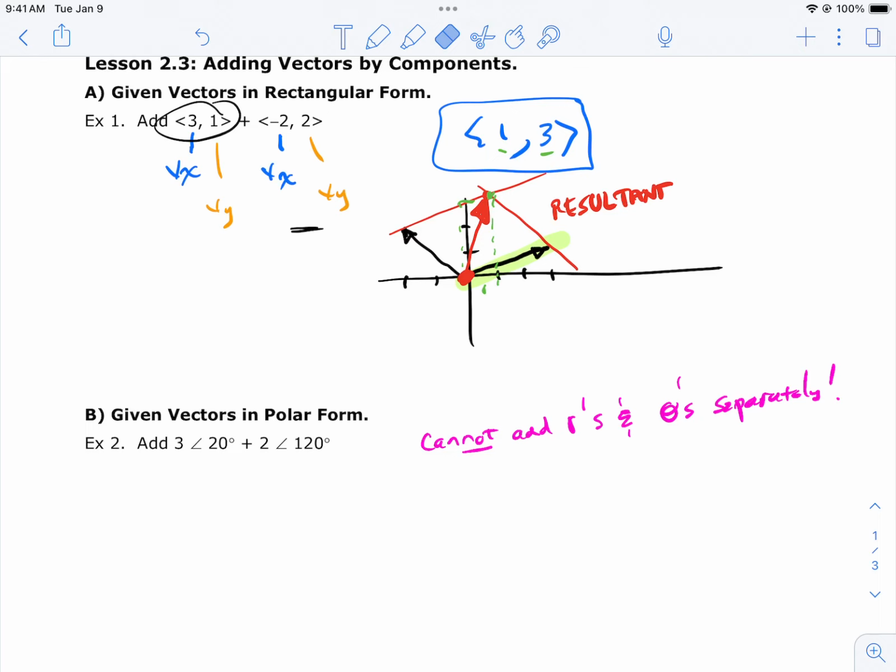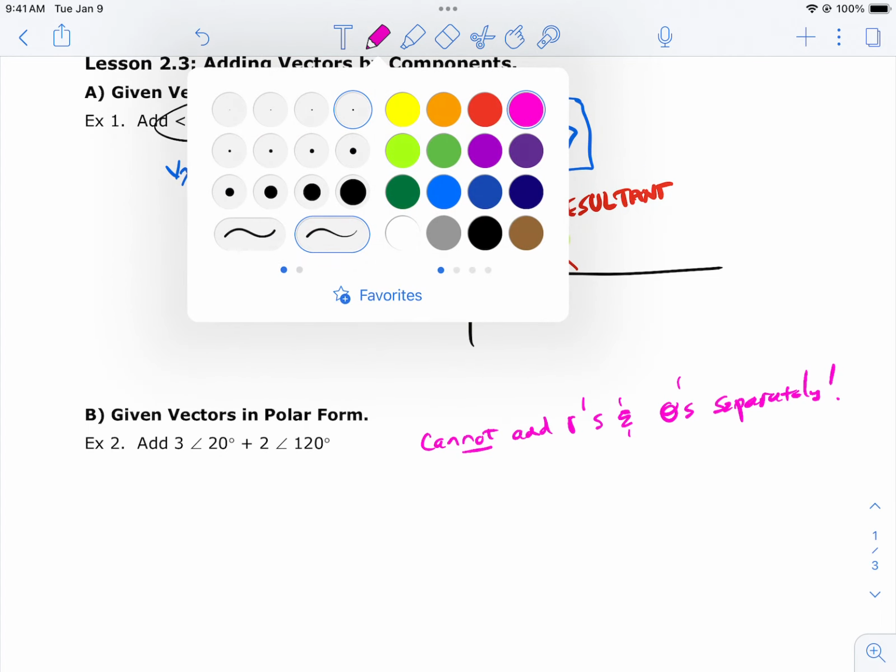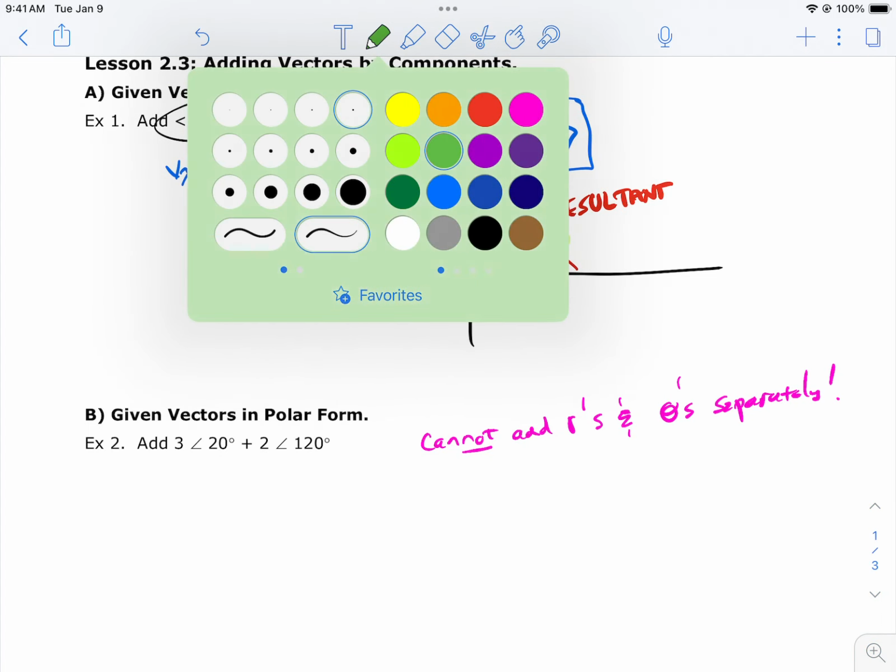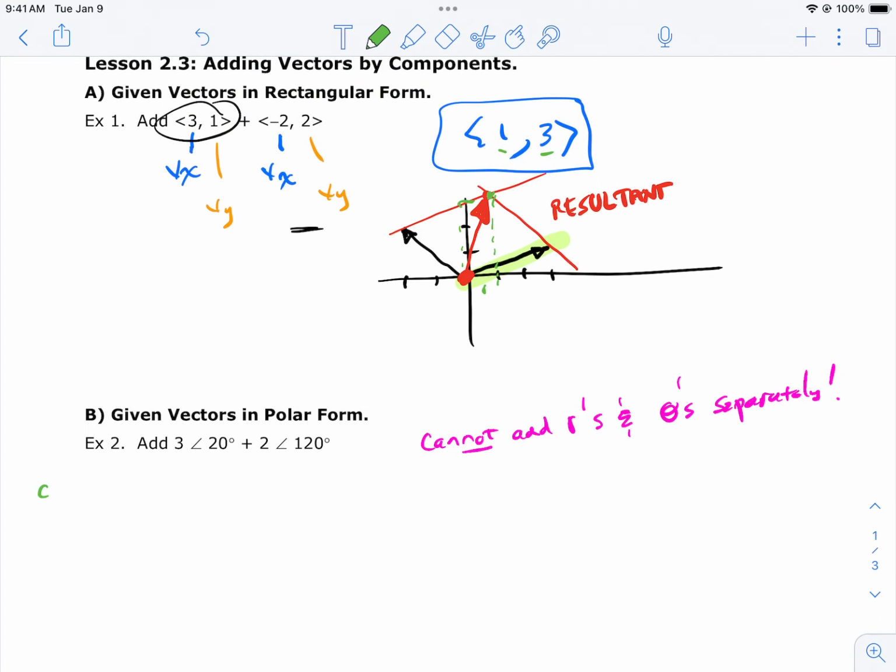So, okay, since you can't do that, I suppose we could do it the same way as we were doing last time, which was ruler and protractor. Could use ruler and protractor. Or, here's another idea. I need a color. Give me a color. We could convert to rectangular.